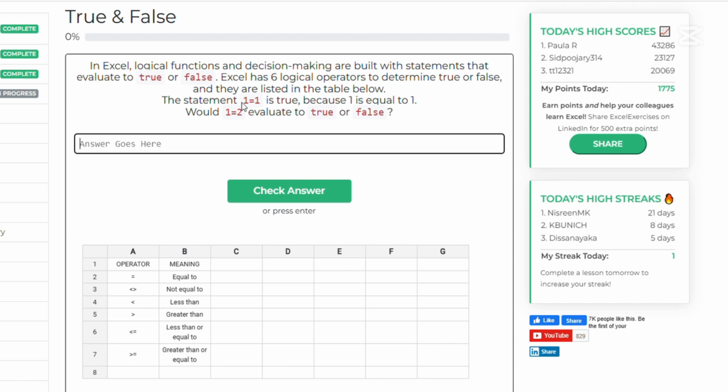The statement 1 equal 1 is true because 1 is equal to 1. Would 1 equal to 2 evaluate to true or false? Now look down here, here's all the operators that Excel takes in.